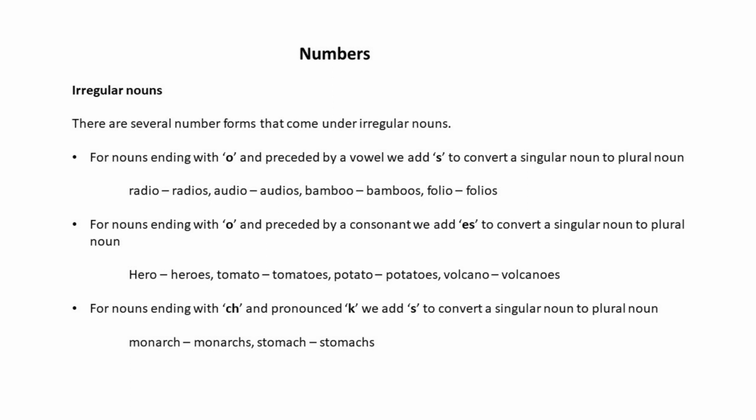The next one is for nouns ending with the letters CH and pronounced K, we add S to the end to convert it to its plural form. Let me give a few examples so that you'll understand better. If I say the word monarch, this word ends with the letter CH, but its pronunciation is not monarch with a CH sound, it is monarch. It has a K pronunciation in the end. So the plural form will be monarchs and you get that by adding the letter S in the end.